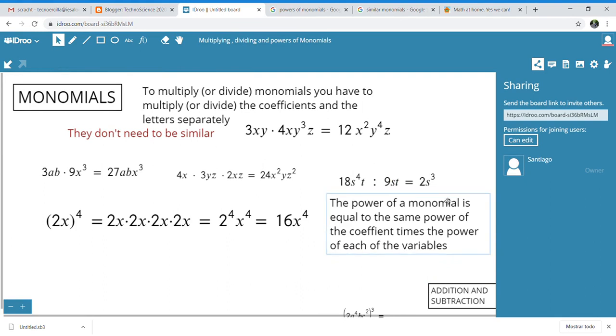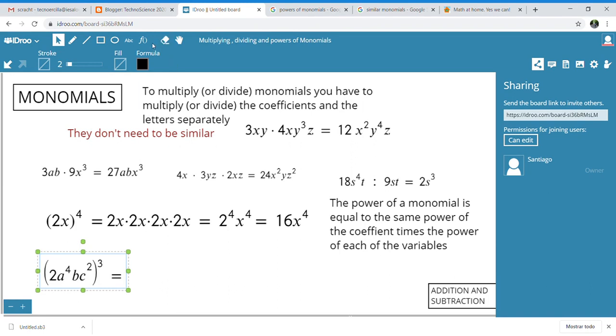The power of a monomial is equal to the same power of the coefficient times the power of each of the variables. Here we only have one variable, but what about here? Here we have an example that has more than one variable. How do we do this power? We only have to do the third power of 2, which is 8. The third power of a to the power of 4, which is a to the power of 12. Yes, because the power of a power is the product of the exponents.